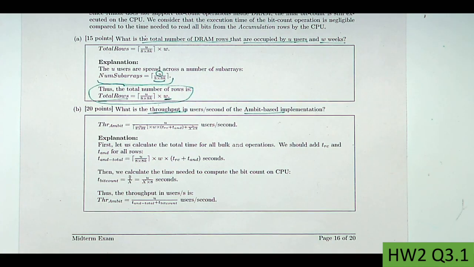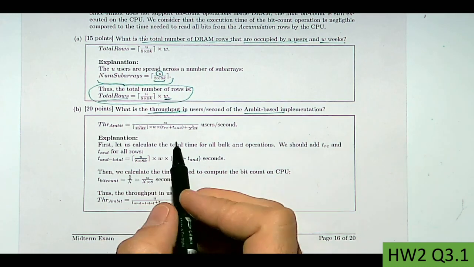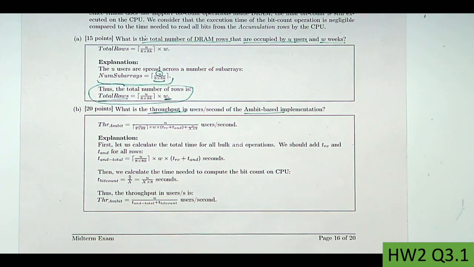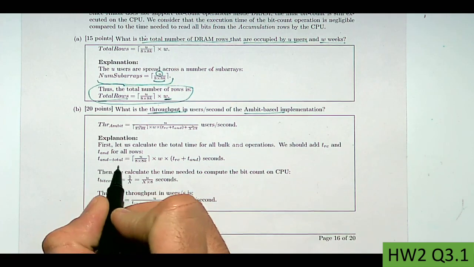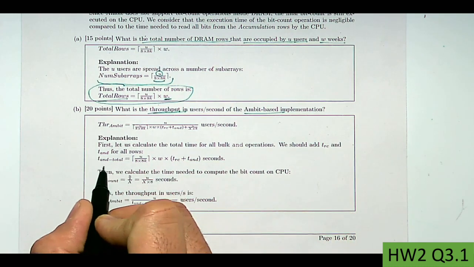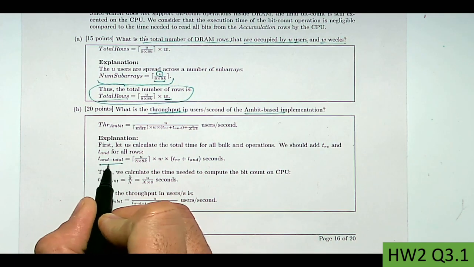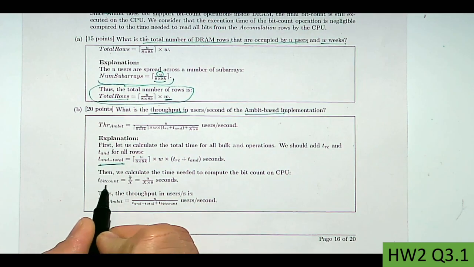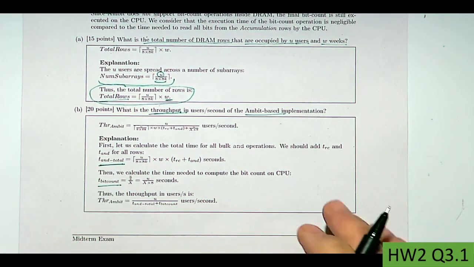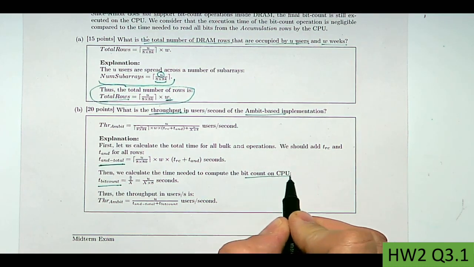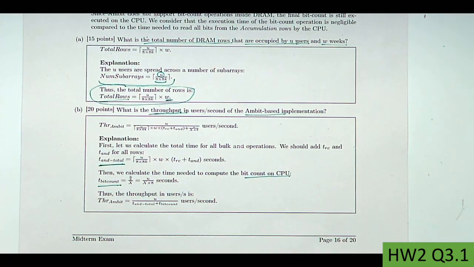we will have a fraction. In the numerator, we will have U, the number of users. In the denominator, we will have the total time that we need to compute for these U users and W weeks. This total time is going to be the total time for all the AND operations plus the final bit count, which the question says is computed on the CPU, because Ambit doesn't include bit count operations.